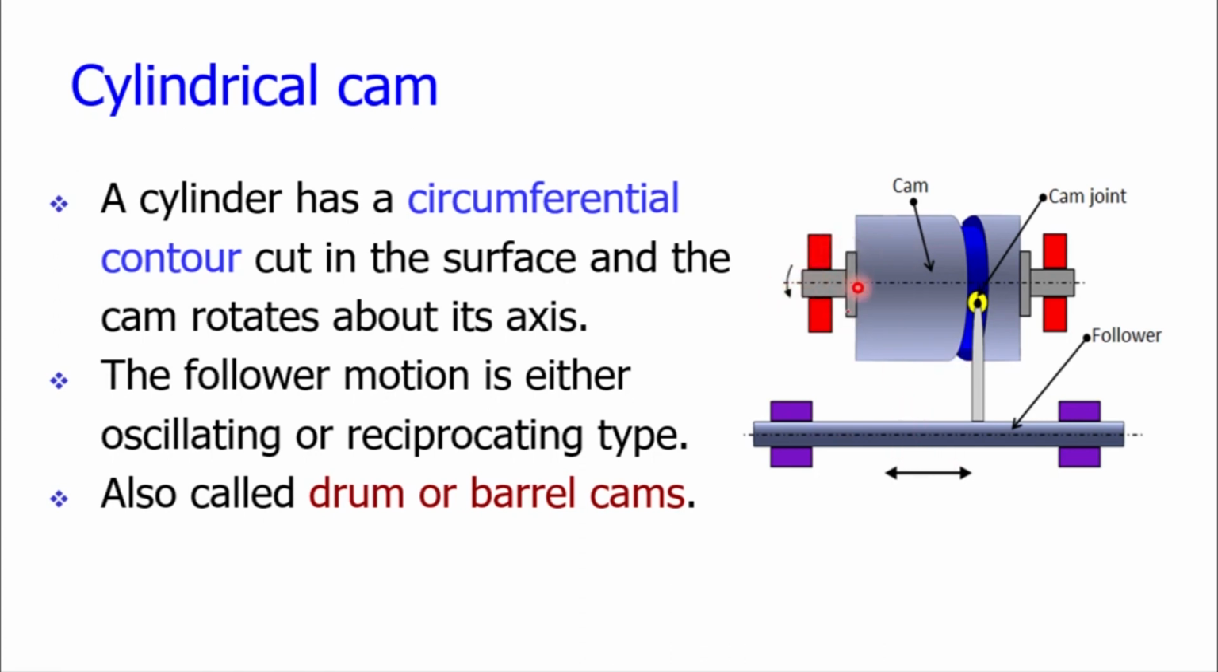As the cylinder is rotating about its own axis, the cam joint will move inside the groove provided on the outer surface of the cylinder. The cam joint is connected to the follower. The follower is supported by two supports. The rotary motion of the cylinder will be converted into the translatory motion of the follower through the cam joint. These types of cams are also called drum or barrel cams.